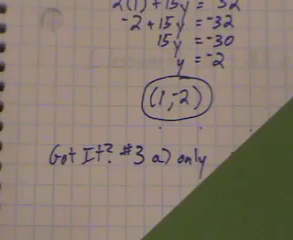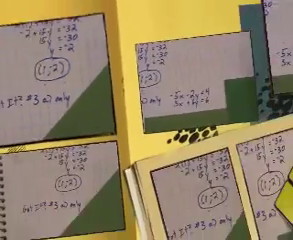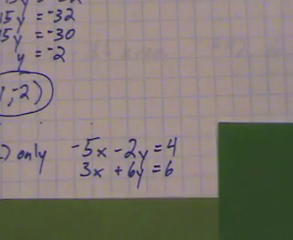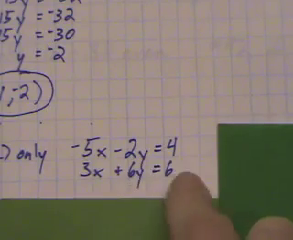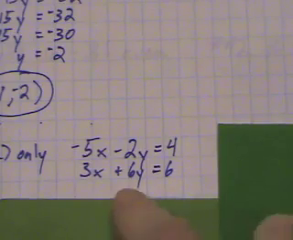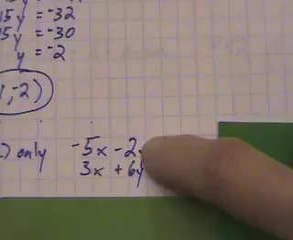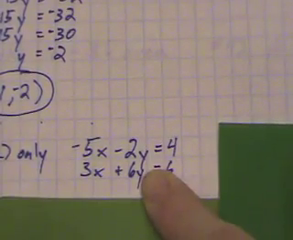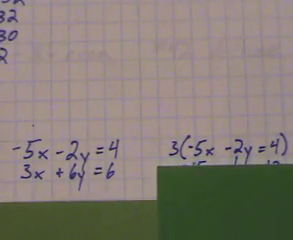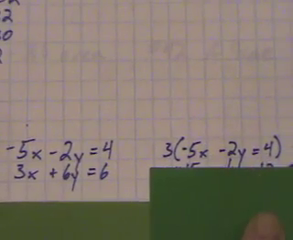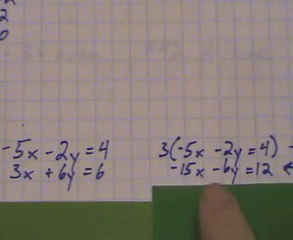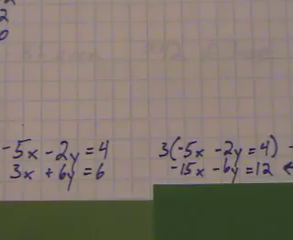Try got it number 3. Only do letter A. Don't worry about letter B. So here's our system for 3A. And unfortunately, none of our variables are going to just vanish by simple adding or subtracting. But notice that 2 is a factor of 6. So if we multiply the entire equation by 3, as long as you do the same thing to both sides, it's all okay. Negative 15x minus 6y equals 12.